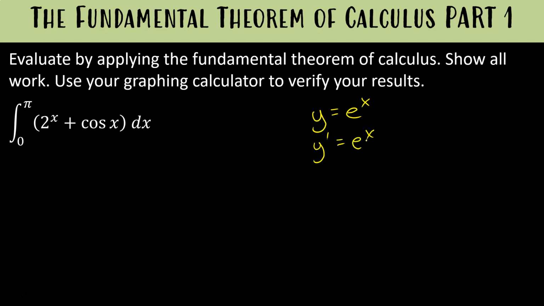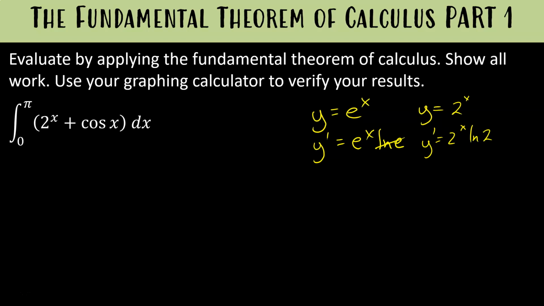I like to say the derivative of e to the x is e to the x natural log e. Now, natural log of e is 1. But if you get in that habit, then you can say, hey, the derivative of 2 to the x is 2 to the x natural log of 2. Okay. And so we're thinking ahead here.